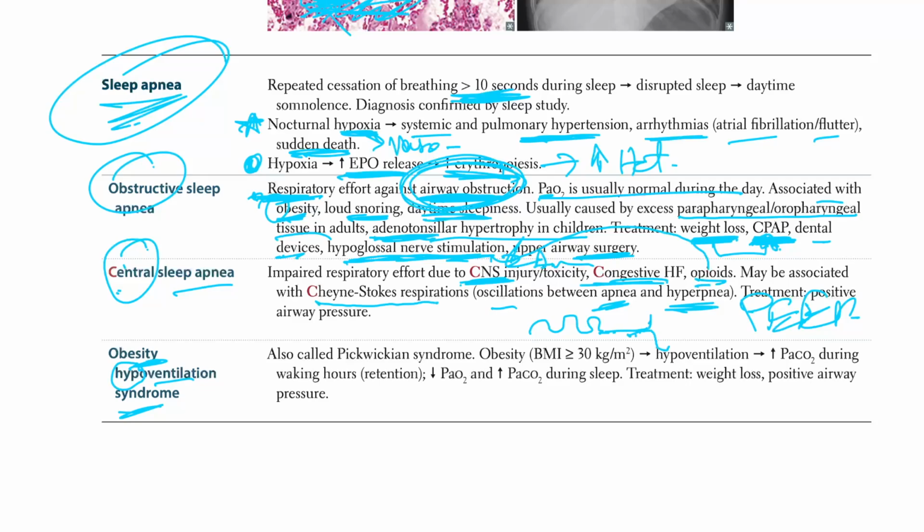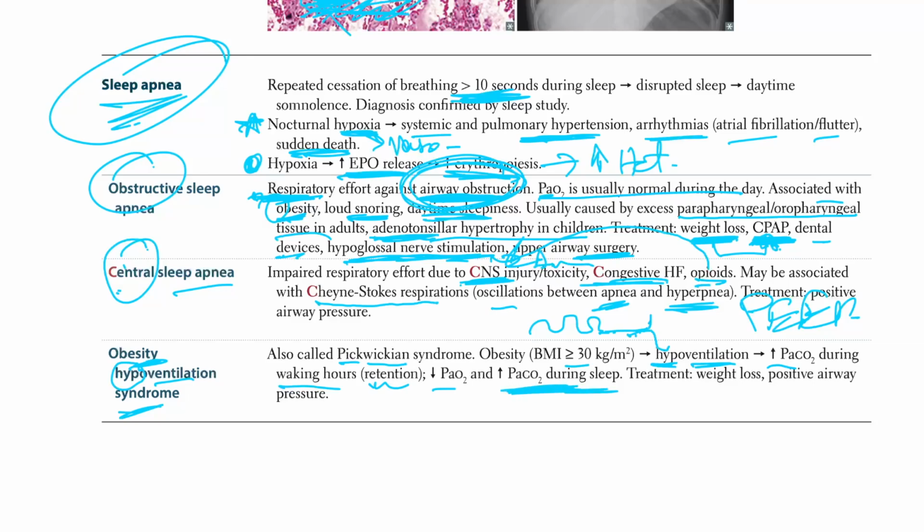hypoventilation syndrome, also called Pickwickian syndrome. Pickwickian syndrome. What is obesity? Greater than 30 BMI, which causes hypoventilation. That leads to an increase in the partial pressure of carbon dioxide during waking hours because of retention, and decrease in PaO2 and increase in PaCO2 during sleep.